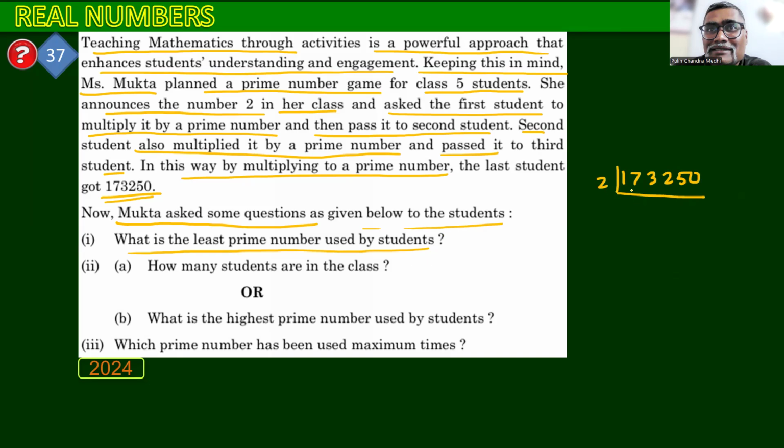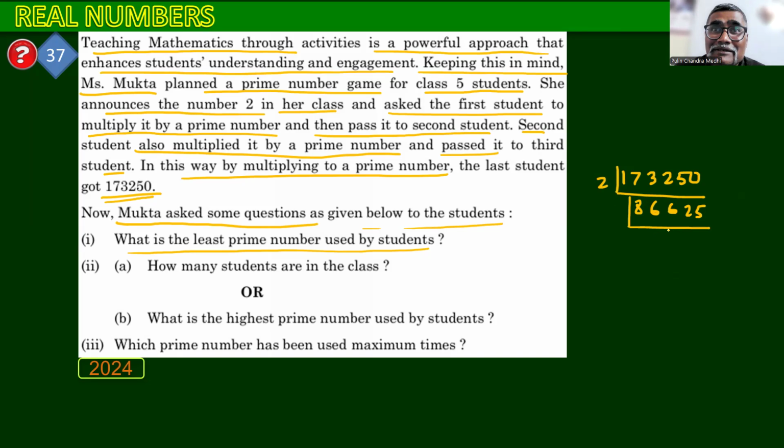By 2 I can divide. It is 86625. So obviously from here, in the first step only, you can identify that 2 is not a prime number used by the students, right? Because 2 is coming only once and that is used by madam. Last digit is 5, so I can be sure that it is divisible by 5. But because I need the least, you can test it also first.